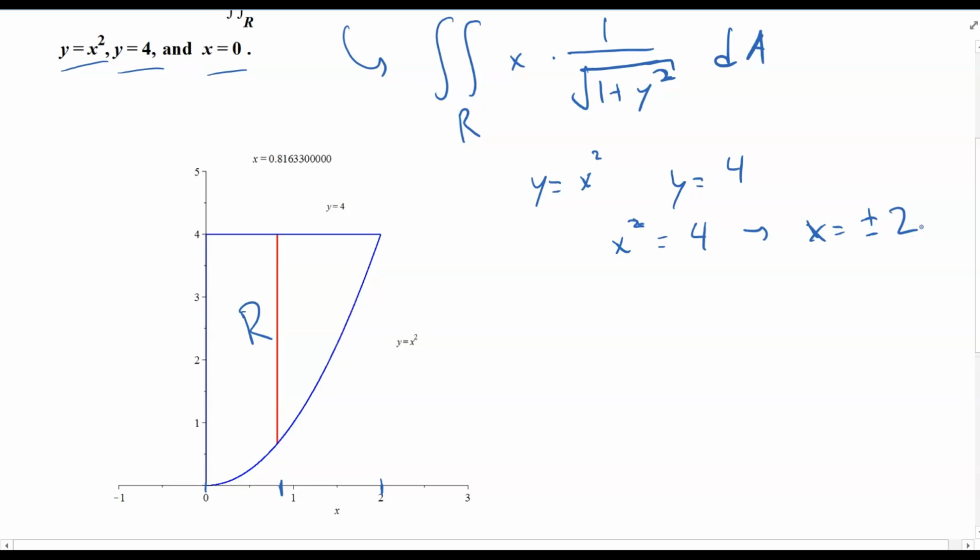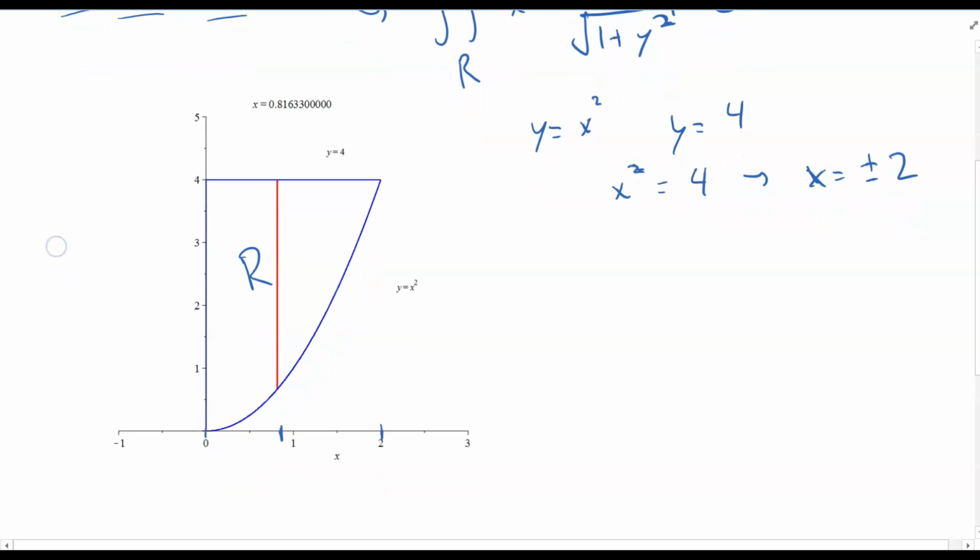So there's 2 points of intersection. We only care about the one in the first quadrant. All right, and we can pretty clearly see we're intersecting at 0 also. So for any x between 0 and 2, we'll just put a generic x down there, we're going to let y vary from the bottom of our region to the top.